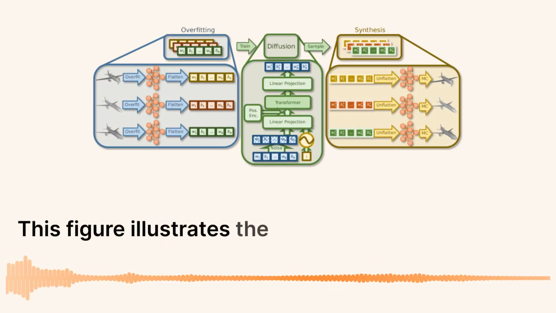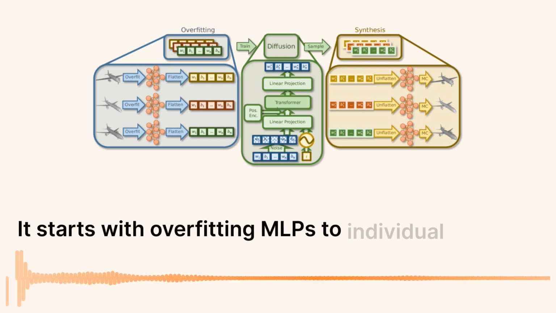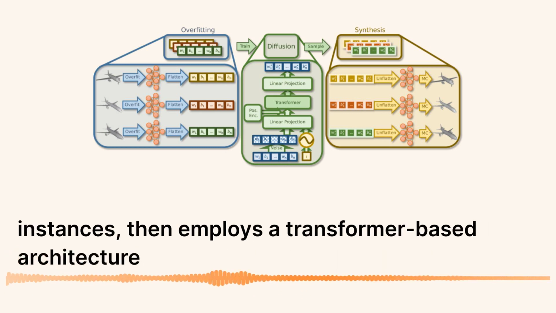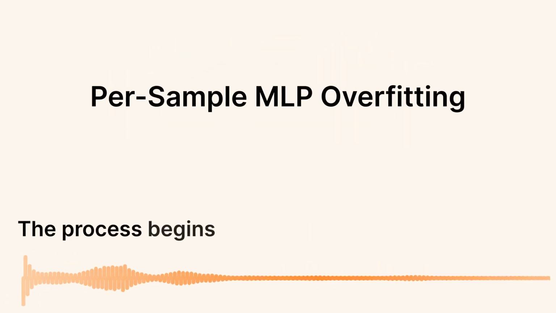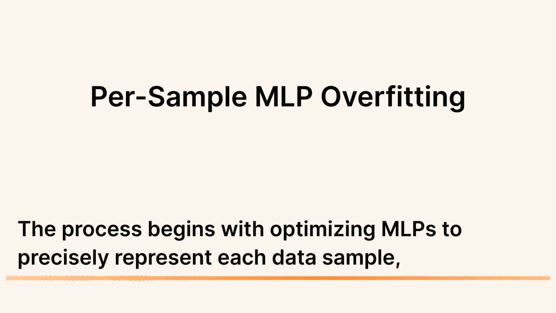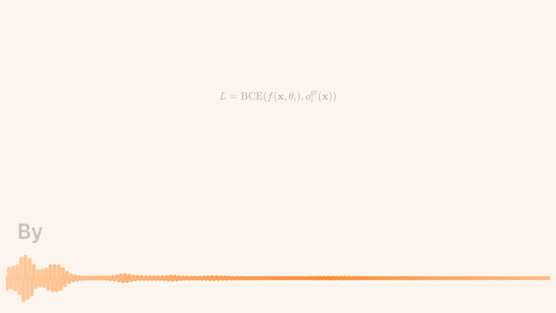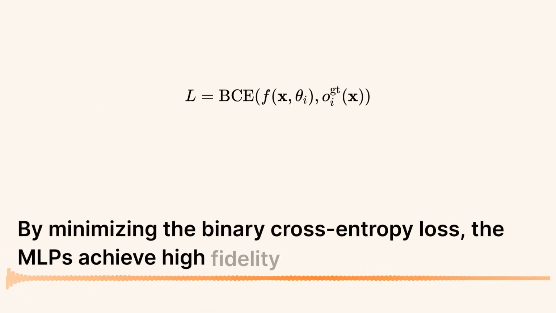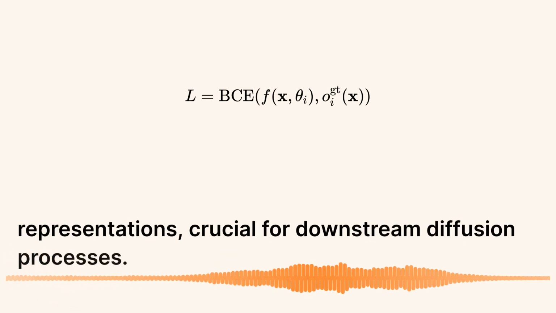This figure illustrates the HyperDiffusion framework. It starts with overfitting MLPs to individual dataset instances, then employs a transformer-based architecture to perform diffusion on these MLP weights. The process begins with optimizing MLPs to precisely represent each data sample, flattened into 1D vectors for the diffusion model. By minimizing the binary cross-entropy loss, the MLPs achieve high fidelity in shape representations, crucial for downstream diffusion processes.